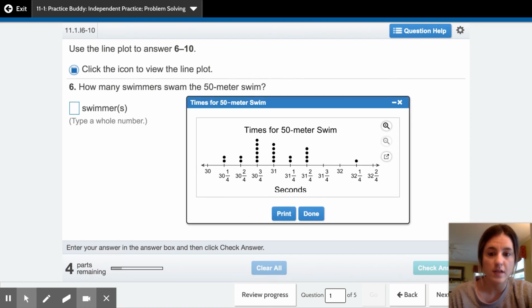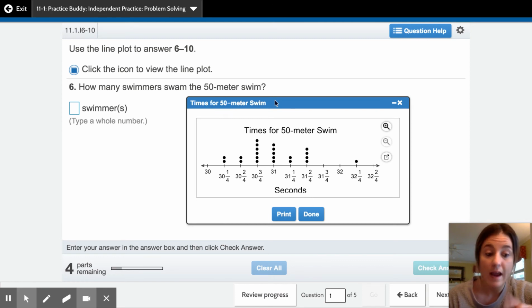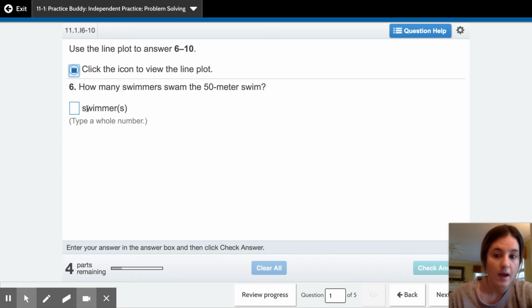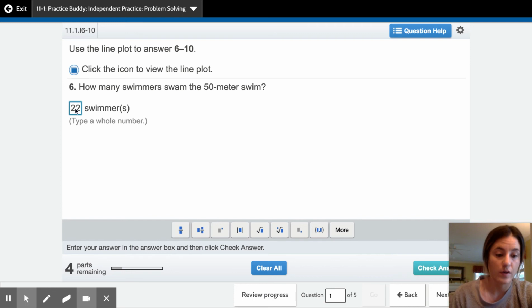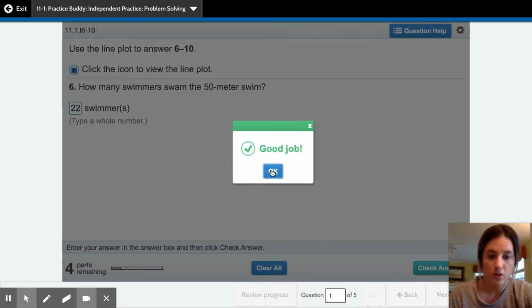So the first question says, how many swimmers swam the 50-meter swim? How do I figure that out? I have to count the dots carefully. 1, 2, 3, 4, 5, 6, 7, 8, 9, 10, 11, 12, 13, 14, 15, 16, 17, 18, 19, 20, 21, 22. And I would double check. I'm not going to do it in the video to waste your time, but I would count twice. And then check answer. Awesome.